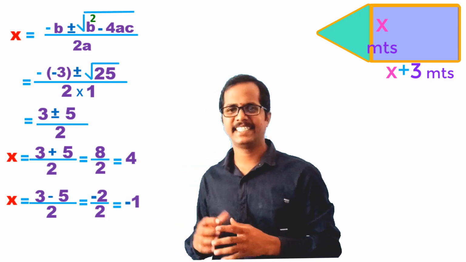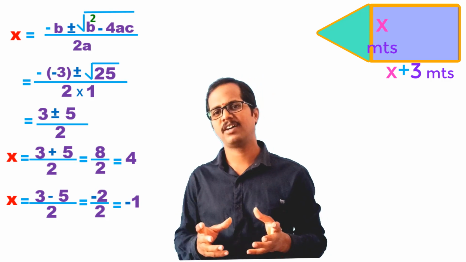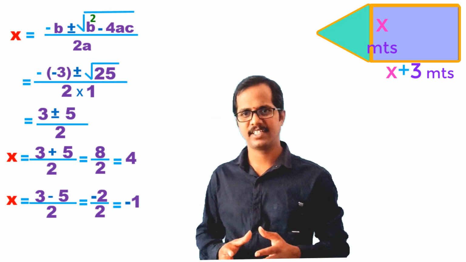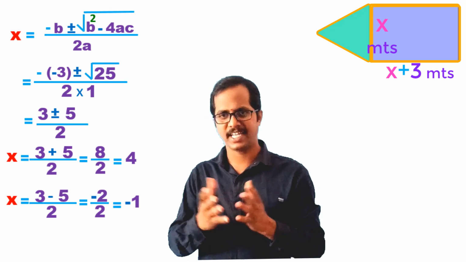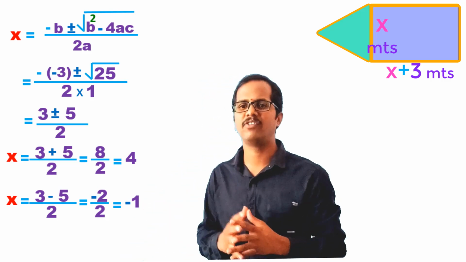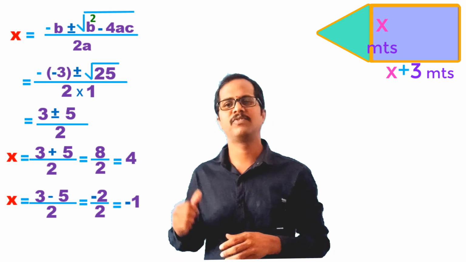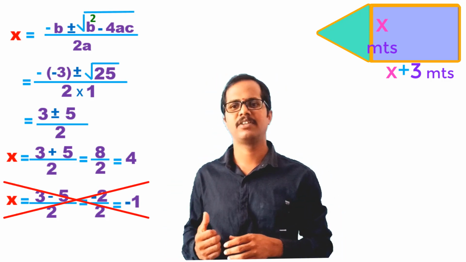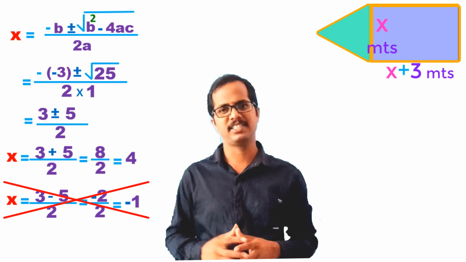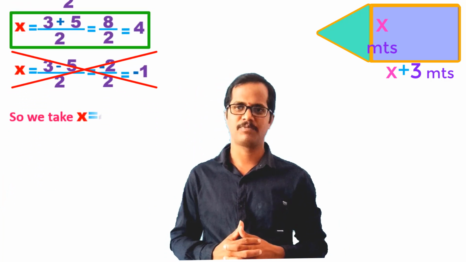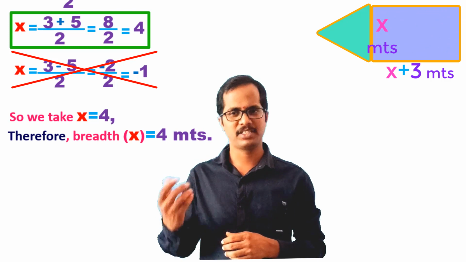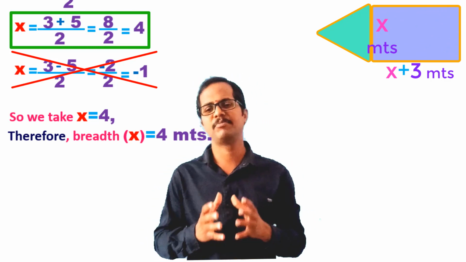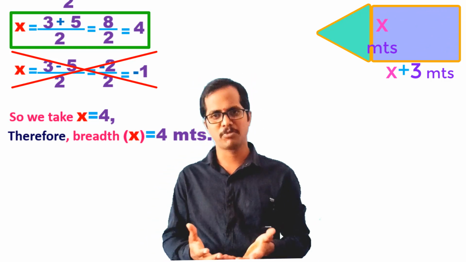In this case, x is a negative number, which cannot be the value of x, since we assumed x as the width, and width cannot be negative. So we cannot take the value of x as a negative number. We cannot take the x value as minus 1. So what is the value we have to take here? That is x equals 4. So x equals 4 meters is the width of the rectangular park.